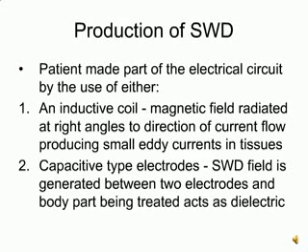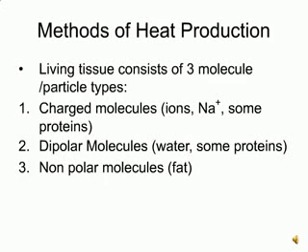The capacitive method involves placing the tissue to be treated directly between two electrodes, and the body acts as a dielectric, completing the circuit and conducting the electromagnetic current from one electrode to the other. Heat is produced by the effects of the electromagnetic energy on these three different types of molecules and particles.